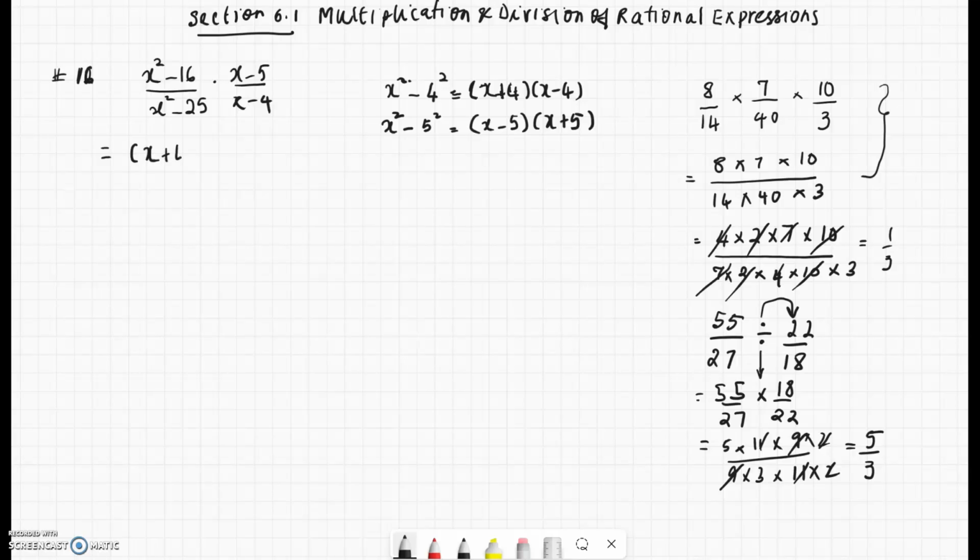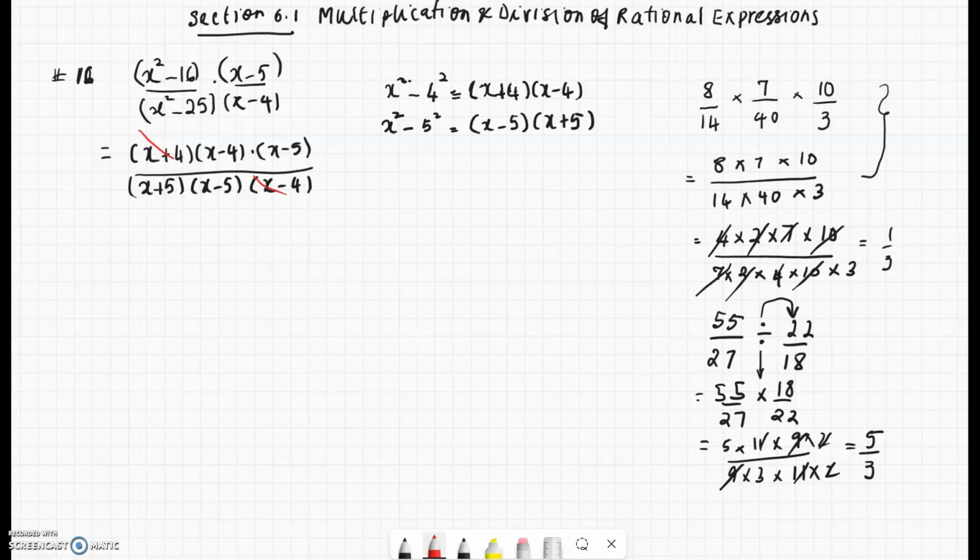So this is x plus 4 times x minus 4 times x minus 5, divided by x plus 5 times x minus 5 times x minus 4. So we factored the numerator completely, factored the denominator completely. Make sure you have parentheses. And now all we have to do is cancel common factors.